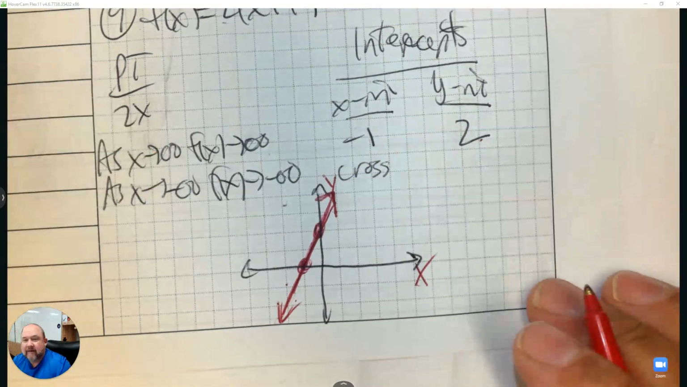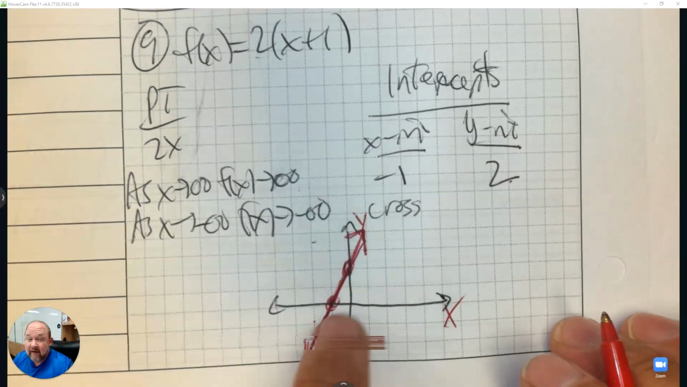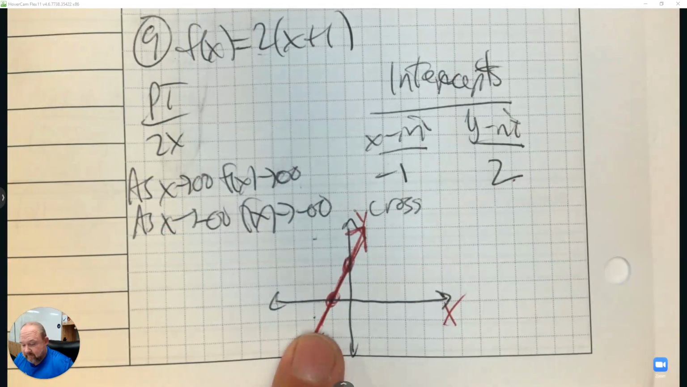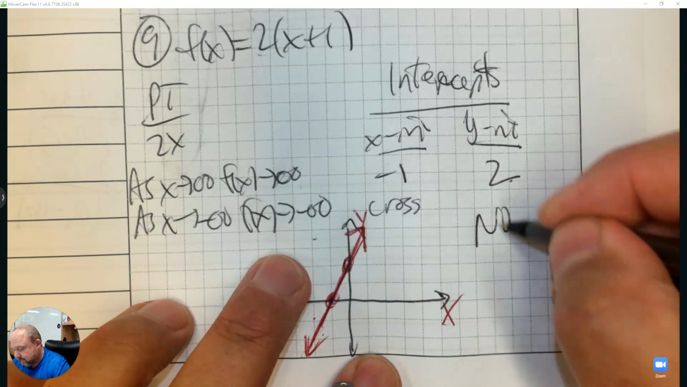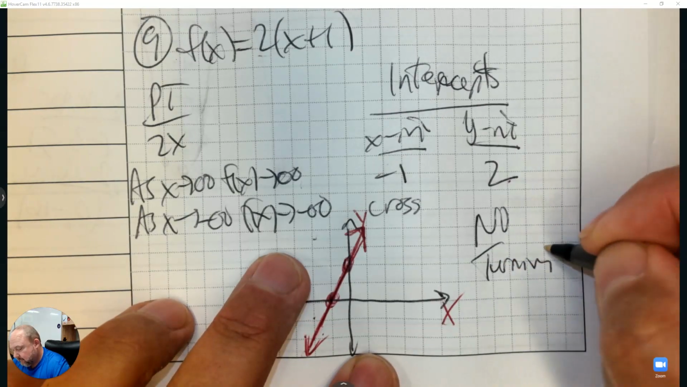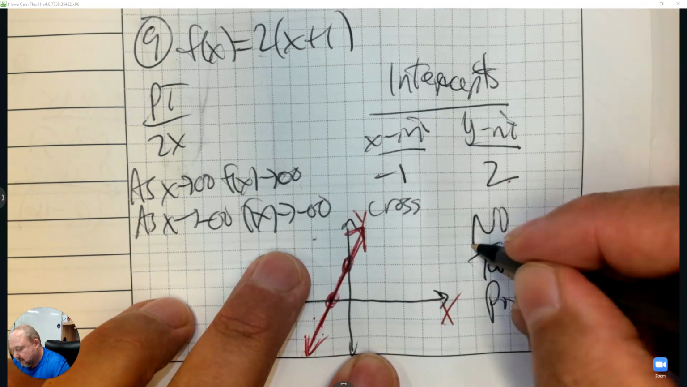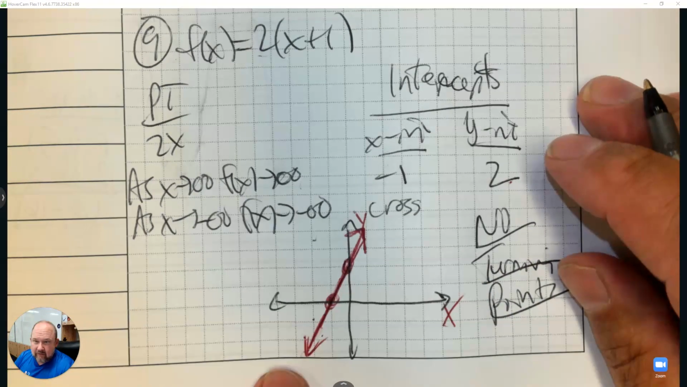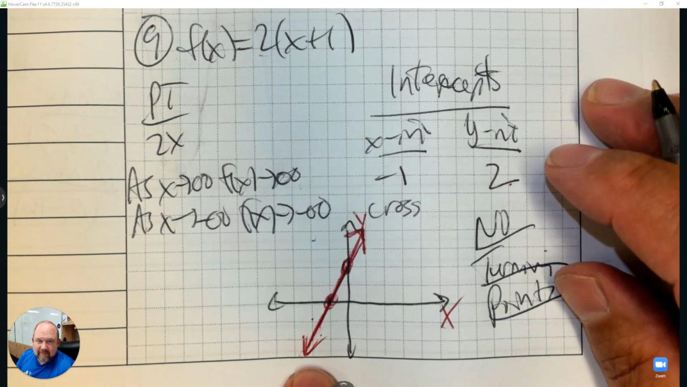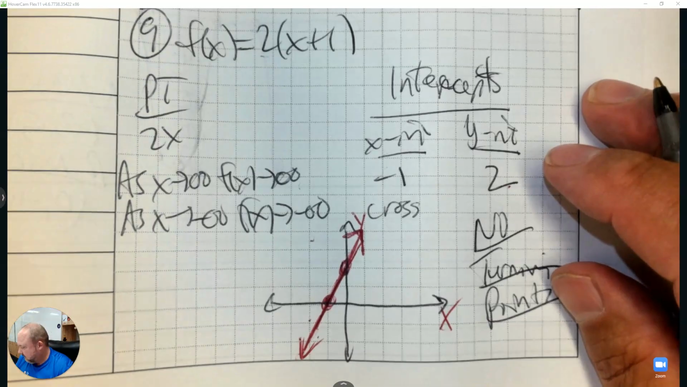Because the degree is 1, it still has the same structure, right, of what we're doing. There are no turning points. So the graph does not turn. It goes up to the right, down to the left, has intercepts, and we graph it. Number 10.